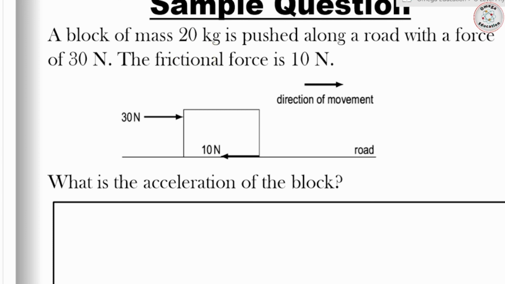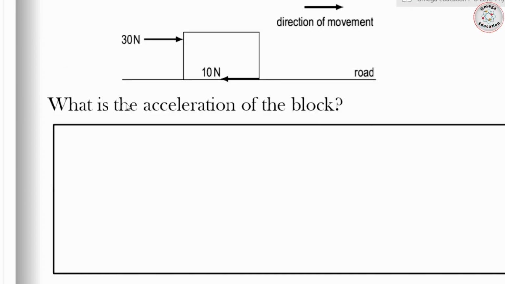A block of mass 20 kilograms is pushed along a road with a force of 30 Newton. Now you have a force of 30 Newton, which is a pushing force, and a friction force of 10 Newton. The mass of the block is also given, which is 20 kilograms, and you need to find the acceleration. So first of all, we write down the formula F resultant equals ma.